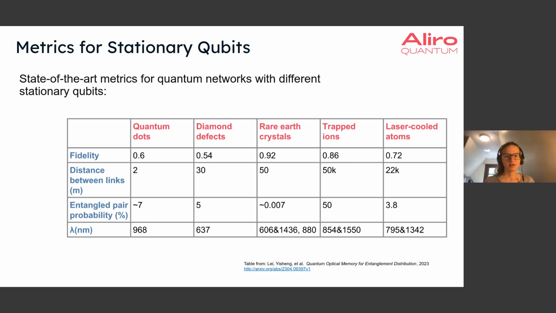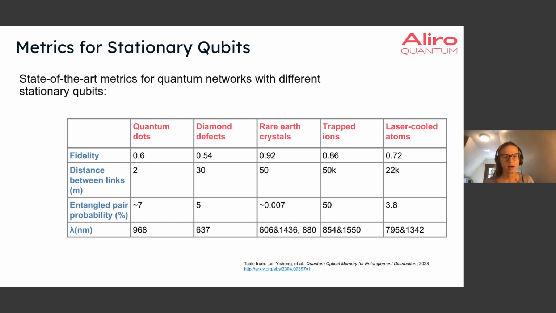So this slide shows a table comparing some of these metrics that we just talked about for entanglement established between two nodes. These are all very recent experiments, so obviously research is ongoing in this field, and none of these metrics are necessarily set in stone, but this just gives a sense right now of where we're at, the state of the art for some of these qubits and for some of these metrics. Also, this table is taken from a recent review, which you should definitely check out if you're interested.